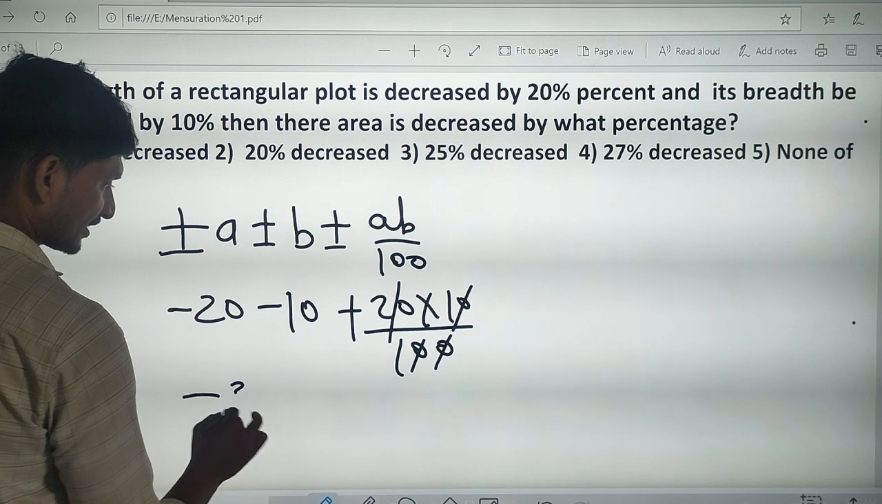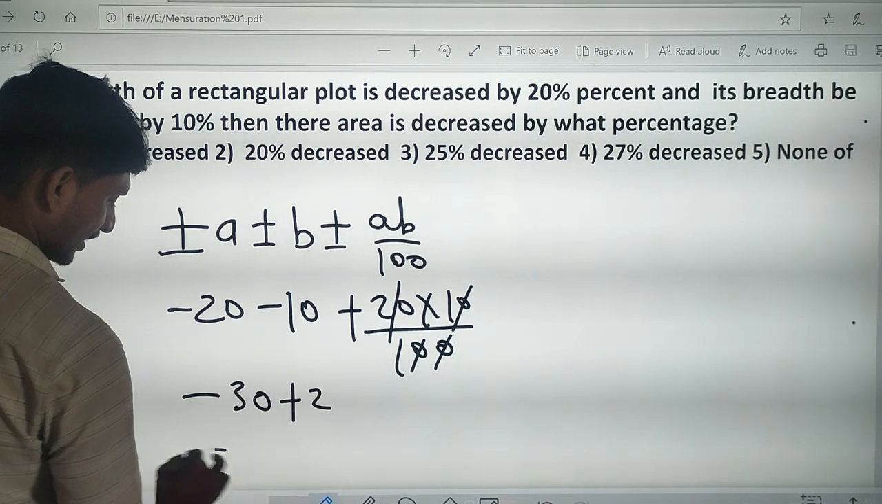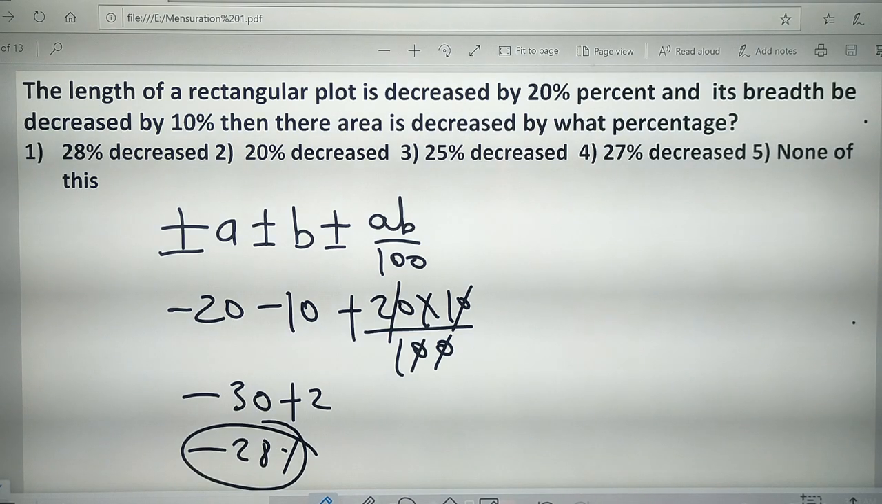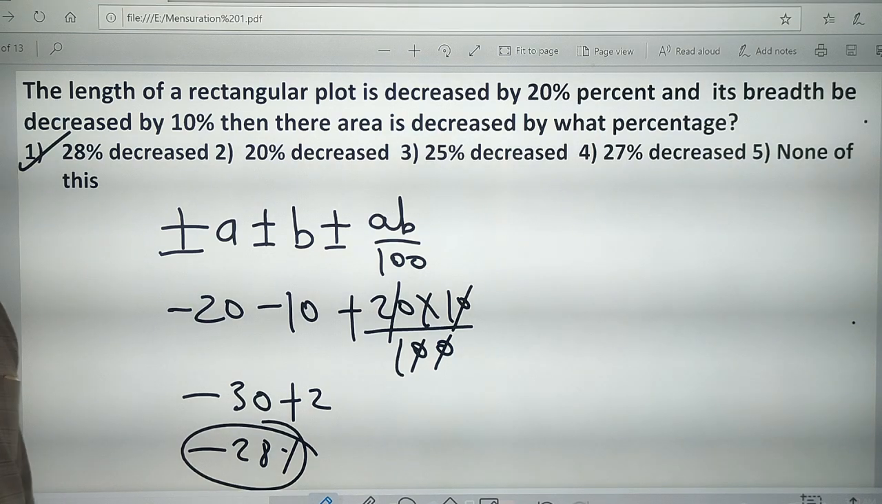Then minus 30 plus 2, that is minus 28%. Then your area is decreased by 28%. Now your area is decreased by 28%.